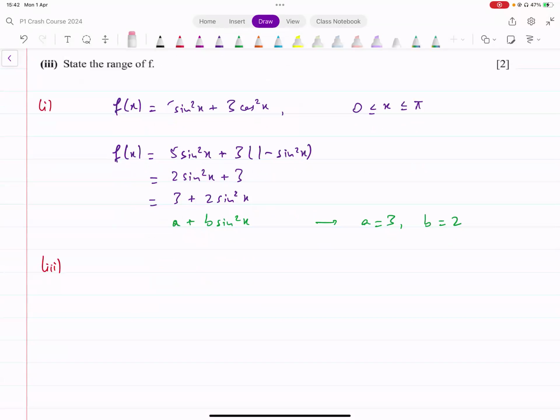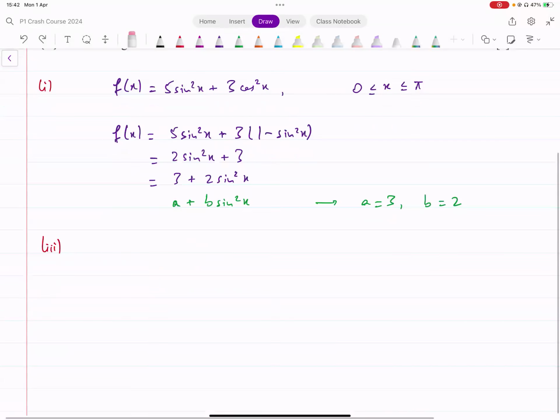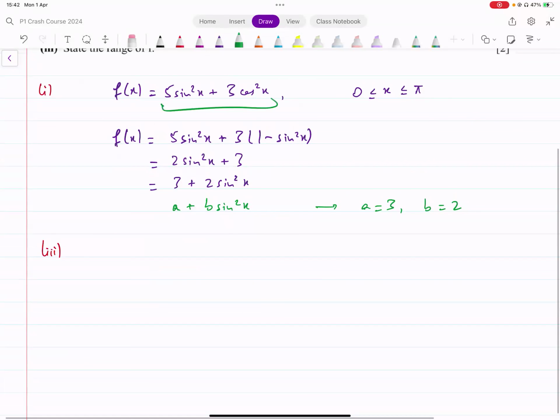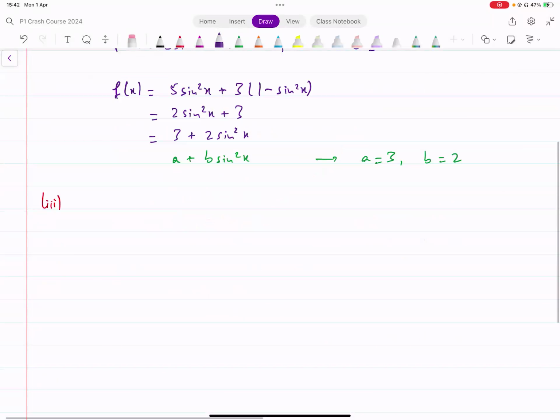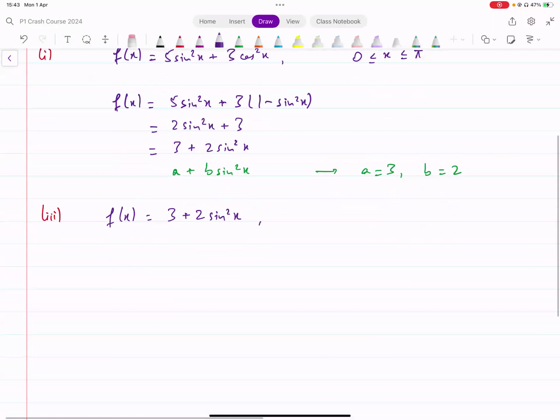Again, we have converted this to one single function already. It was 5 sine square x plus 3 cos square x. We talked about this, that you can't find the range of this function unless you first convert it to a single function, and we have done that already in the first part. Now, when you're finding the range of the function, you're going to be looking at the form that only has sine square. That's 3 plus 2 sine square x. This is the form that you're going to look at. What's the domain of this function? The domain is from 0 to pi.